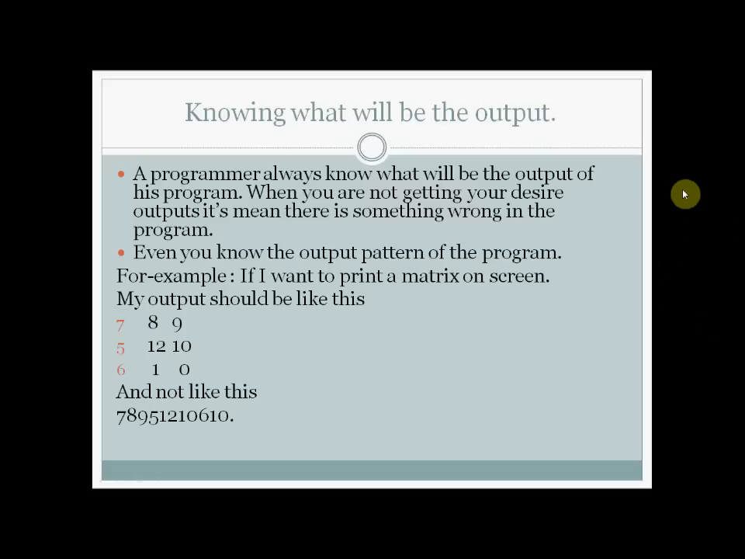A programmer will always know what will be the output of this program. When you are not getting your desired output, it means there is something wrong in the program. Even you know the output pattern of the program. For example, if I want to print a matrix on a screen, my output should be like this. Okay, that's the change of color, otherwise it is a 3 by 3 matrix. So even a programmer knows how the pattern of his output will be. So it will not be like this, because a matrix cannot be like this. Okay, that's wrong.